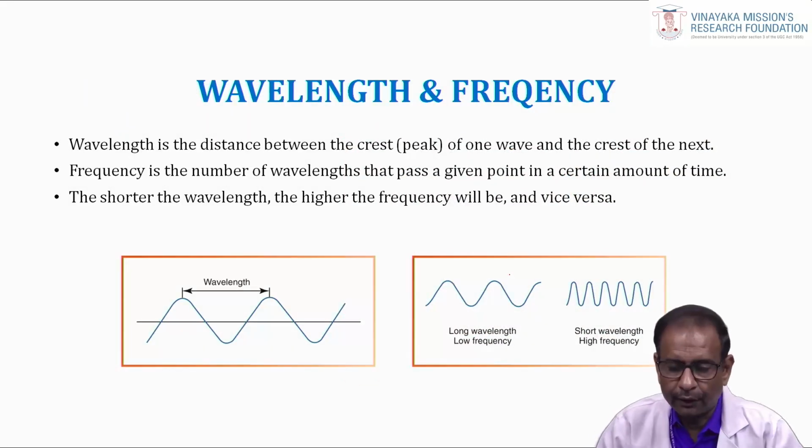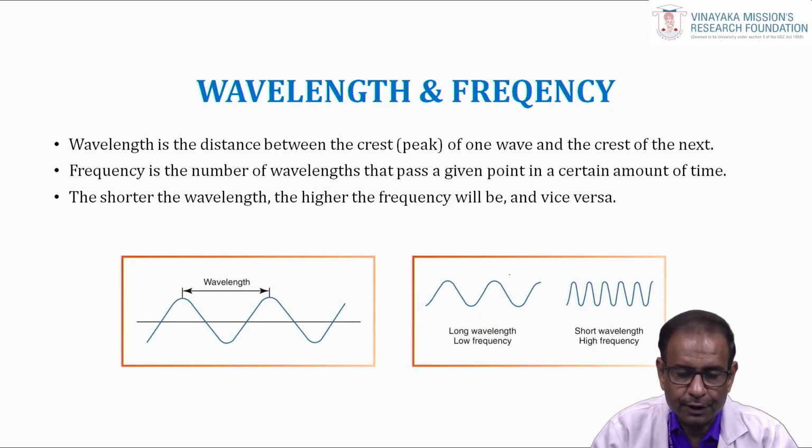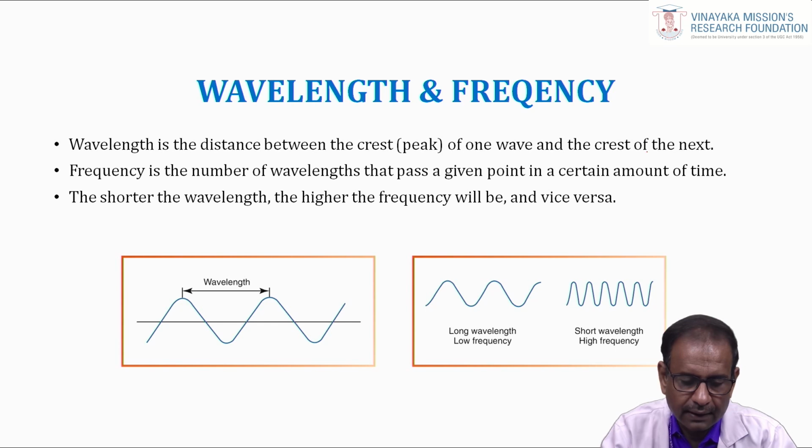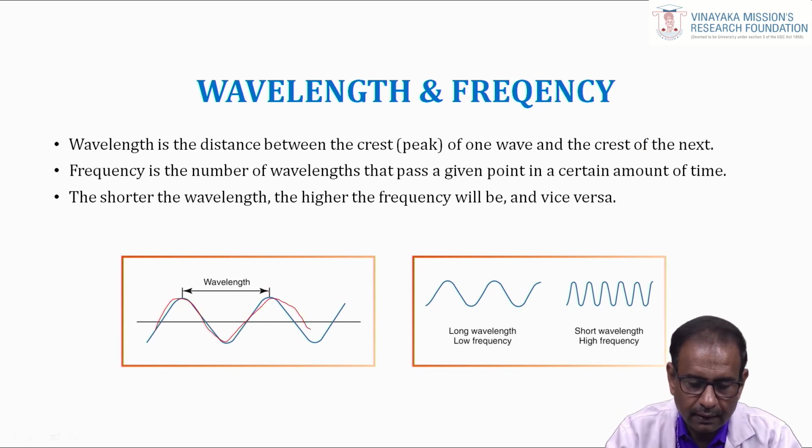Then, before going to that part, one more small clarification about wavelength and frequency. Wavelength is the distance between the crest of one wave and the crest of the next wave. See that? This is the wave-like radiation. This is one crest and this is another crest. The distance between the two crests is called the wavelength.